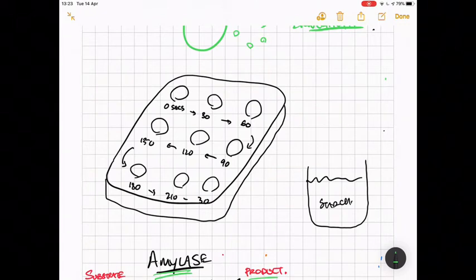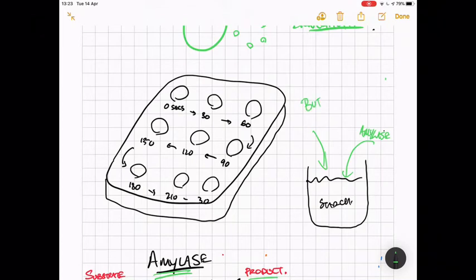So what we do in this practical is we take a spotting tile, which is basically just a plastic dish. It's got a number of little wells in it, and you can drop small amounts of liquid in to test certain chemical reactions. And what we're going to do is take a beaker of starch here, and we're going to add in some amylase. And then the independent variable here, the thing that we're testing, is pH.